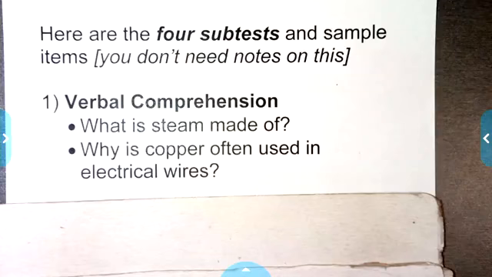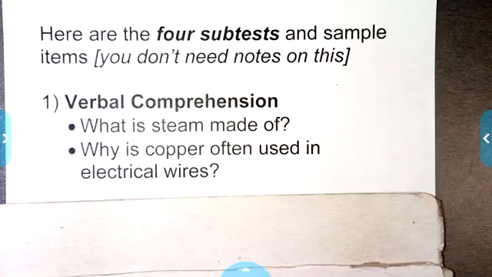How good is your vocabulary? How good are you at listening to verbal questions that I ask you and responding to those questions correctly? The verbal comprehension scale consists of items like, what is steam made of? So you're sitting across the table from the psychologist. The psychologist asks you this question. You give a response. She takes notes on what your response is.